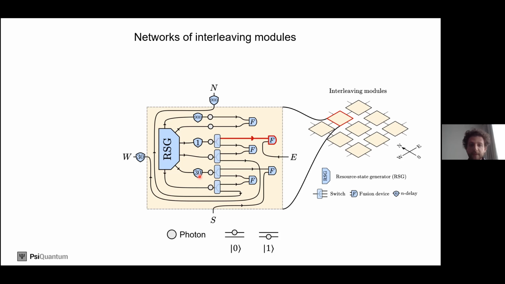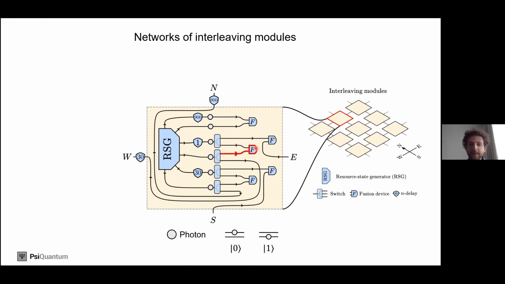And the next components that our photons encounter are switches. These are active components that can be used to reroute photons to select their destination. Different switch settings basically correspond to selecting different target fusion devices. So for instance, with this switch setting, this photon goes to the top fusion device, but with the other switch setting, to another fusion device.